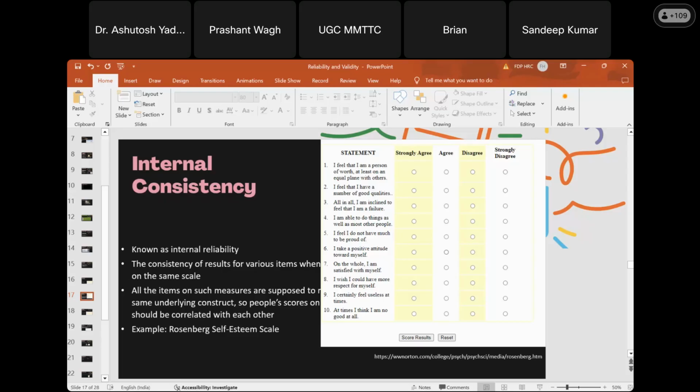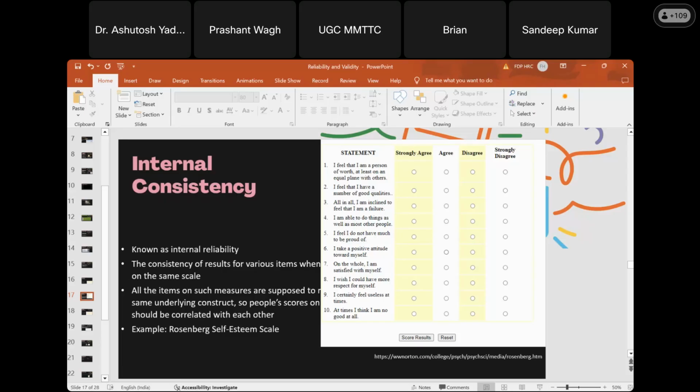Okay, so in general, all the items on such measures are supposed to reflect the same underlying construct. So individuals' scores on those items should be correlated with each other. If we talk about Rosenberg's self-esteem scale, so people who agree that they are a person of worth should tend to agree that they have a number of good qualities. Okay, and if individuals' responses to the different items are not correlated with each other, then it would no longer make sense to claim that they all are measuring the same underlying construct.